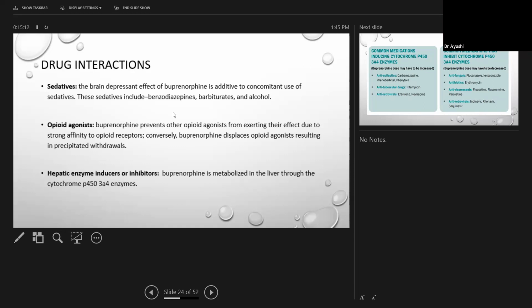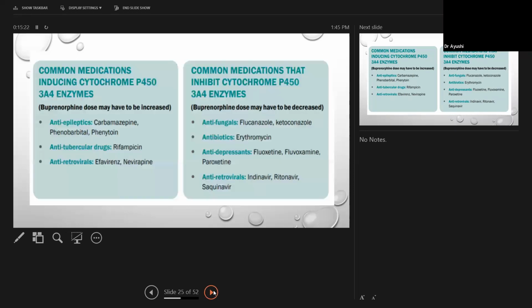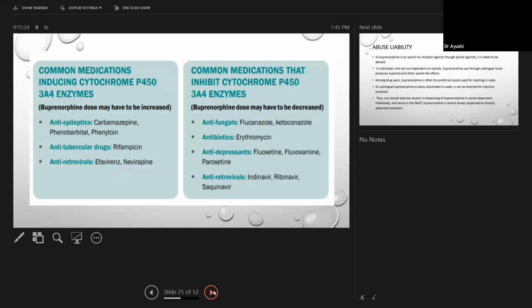Then hepatic enzyme inducers or inhibitors. Buprenorphine is metabolized in the liver through cytochrome P450-3A4 enzymes. So we have to look for specific drugs that are inducers of cytochrome P450-3A4 and some of the drugs which inhibit cytochrome P450-3A4.